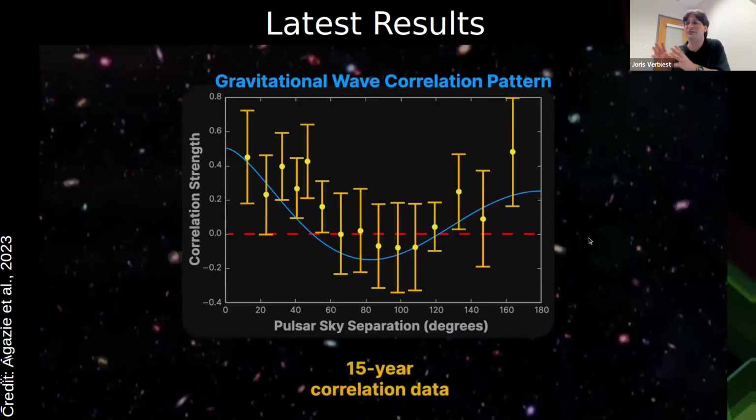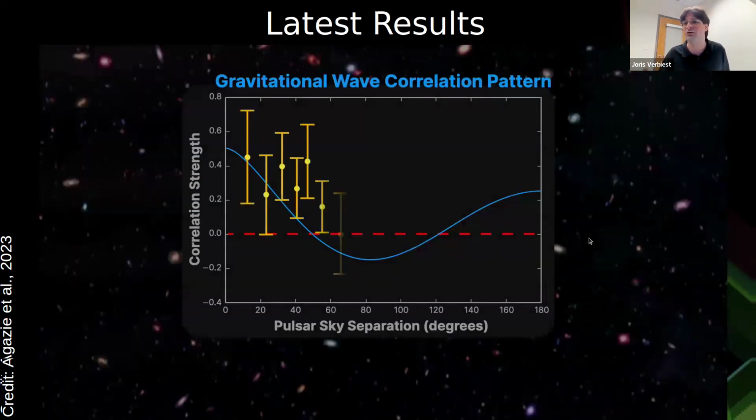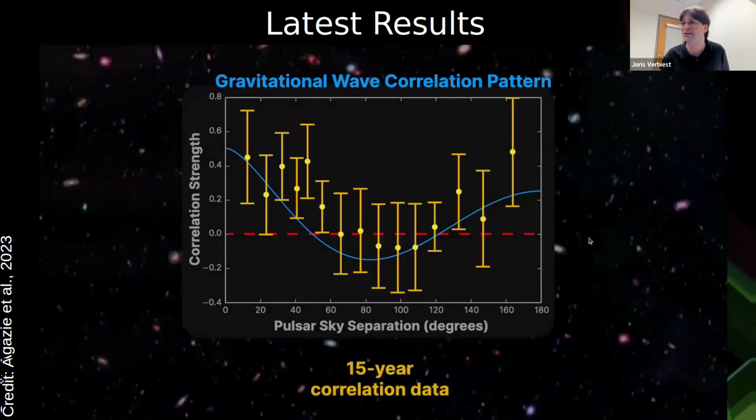And so that's why we haven't called this a detection yet. It's at a 3 to 4 sigma level. The community has converged on a community standard of 5 sigma before we actually call it a detection. That's why right now we say we've got clear evidence for a correlation, for a gravitational wave, but it's not significant enough yet to really be a detection.